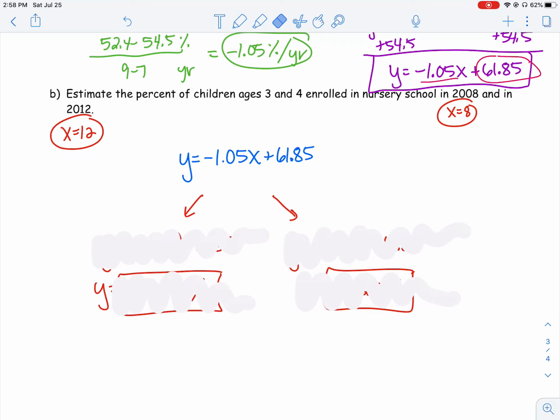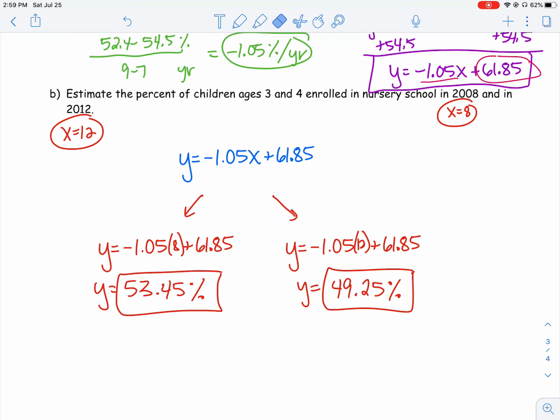What that means is I should be able to take x equals 8 and substitute it into our linear equation from part A. I should be able to substitute in x equals 12 and figure out approximately how many kids enrolled in nursery school. Let's do that. Let's plug in an 8 for x, and let's plug in a 12 for x, and then let's simplify. Remember that y was the percent, and so when I ended up getting these 2 percents, in 2008 I can approximate that there was about 53.45% of students enrolled in nursery school. And then in 2012, a little bit later, there was only 49.25% of 3 and 4-year-olds enrolled in nursery school.